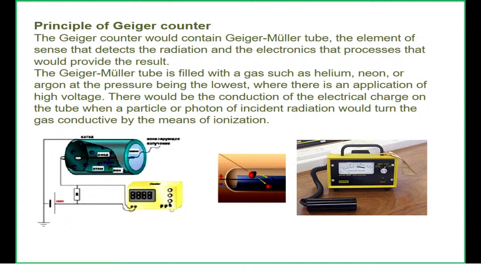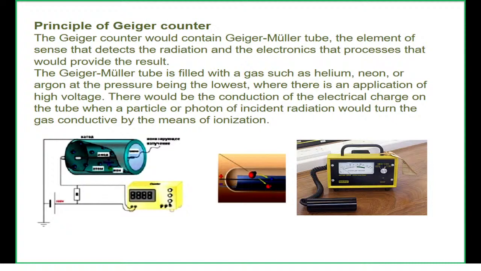And this, a Geiger counter, is one more device that is widely used to detect ionizing radiation, to recognize the presence of that radiation in the surrounding space. The counter contains a tube, the sensing element that detects the radiation, and electronics that process and provide the result.